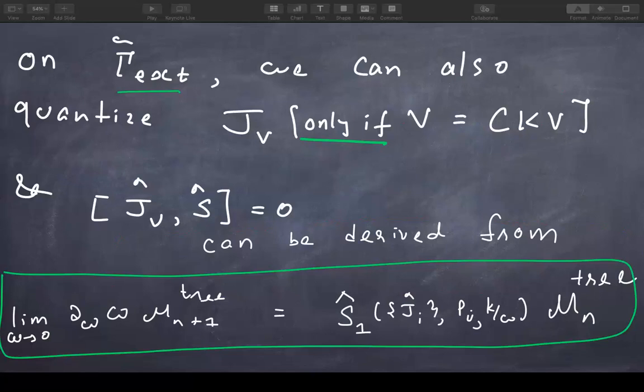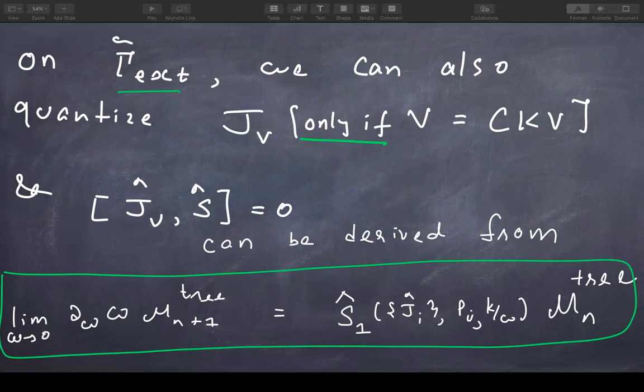And so once we have that, we can quantize it, and it can be shown that the Ward identity we get for this super rotation charge, if V is the meromorphic field, can be derived. It is not equivalent, but it can be derived from the subleading graviton theorem, which just for completeness I have written below again.